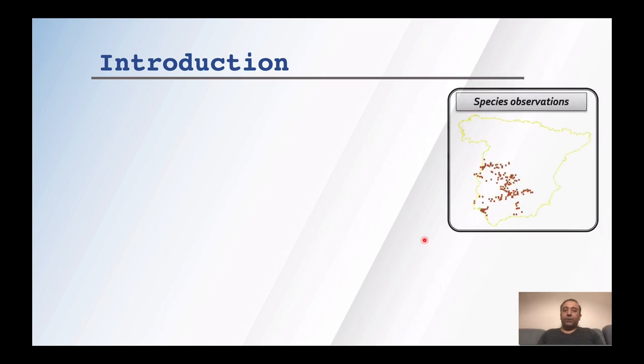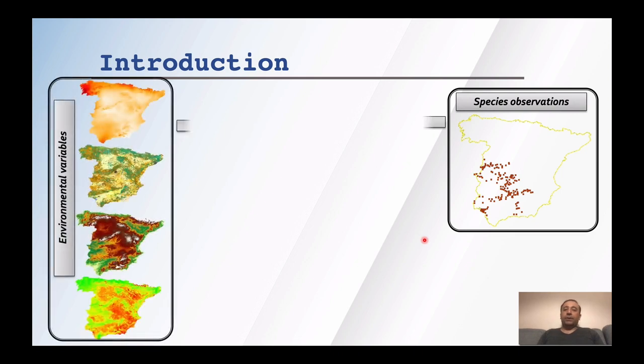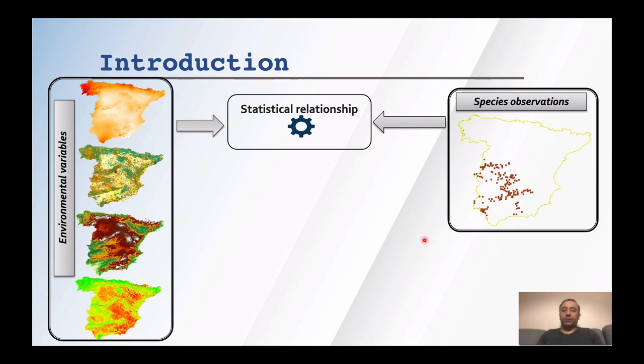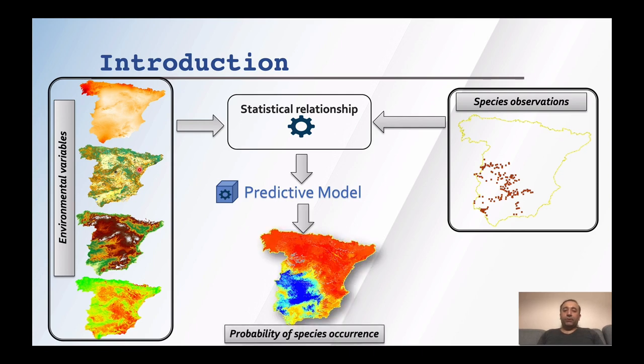In general, you know that the procedure of developing a species distribution model starts with data. We would have species observation and also environmental variables. And then we explore a statistical relationship between the response variable and the predictor variables to come up with a model, a predictive model. We then use this model to generate the probability of occurrence. It predicts these values in a space or time.